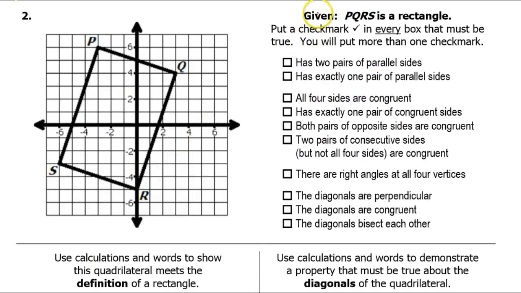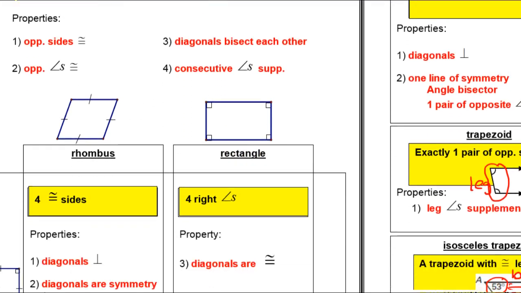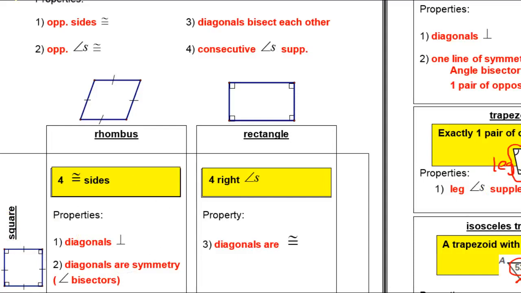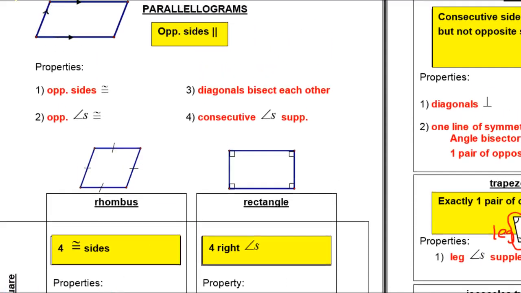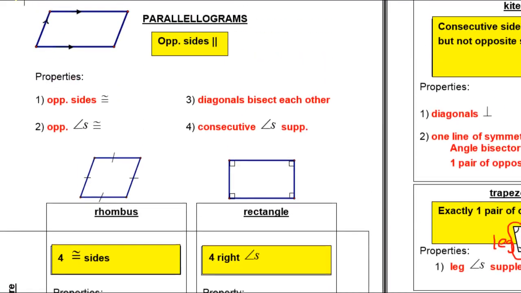All right, problem number 2. PQRS is a rectangle. That is a given. Okay, so let's quickly jump over to our chart. So we're told that PQRS is a rectangle. But let's start with the fact that every rectangle is a parallelogram. All right, a rectangle, rhombus, square, all of these are parallelograms.